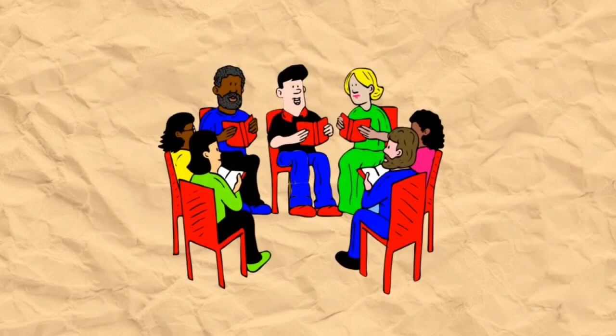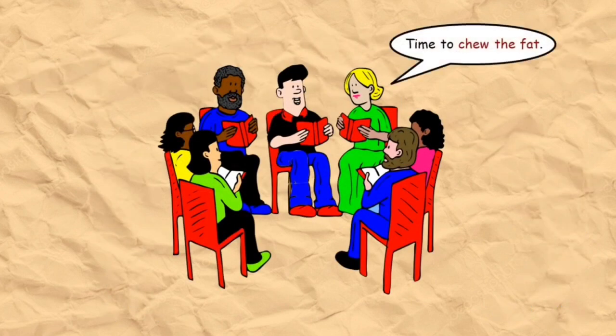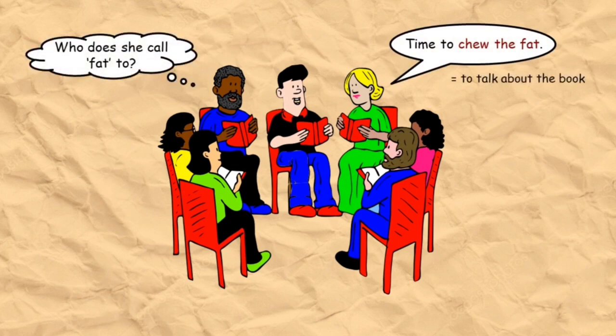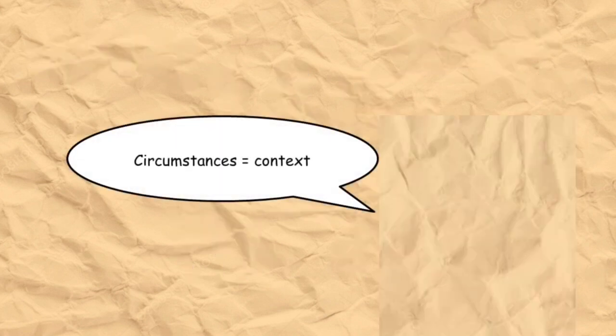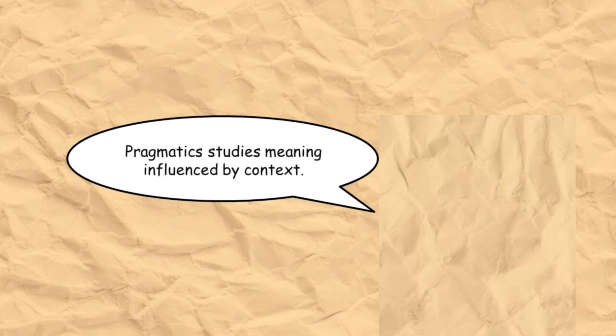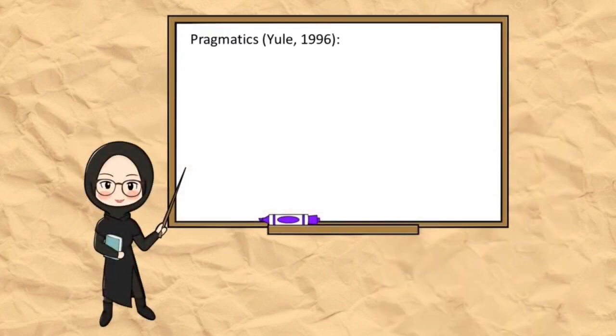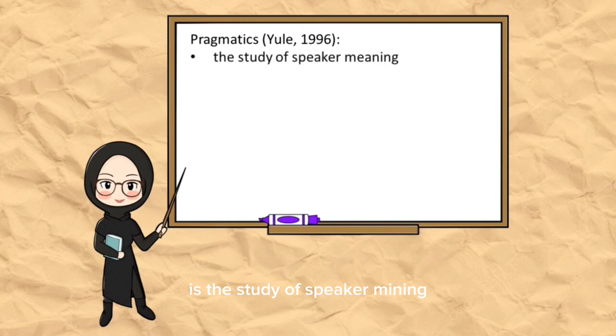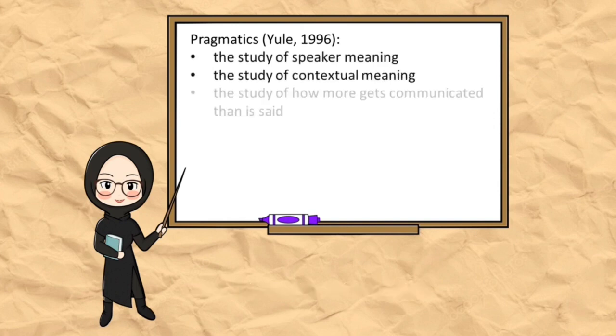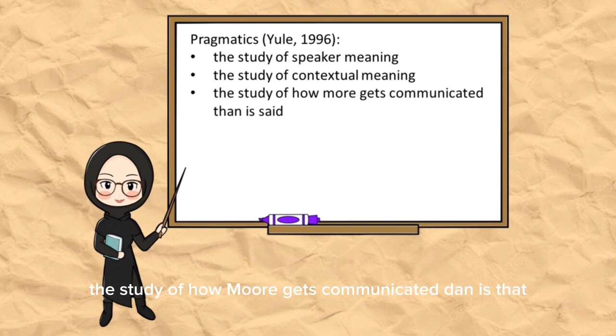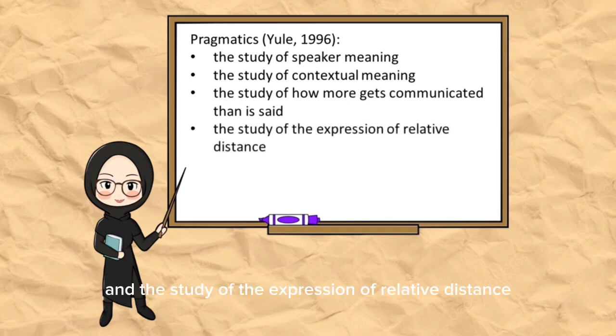In real-life interactions, we don't usually interpret what people say literally. We often look at the circumstances preceding and following the utterance. The circumstances are called context. Pragmatics talks about meaning in interactions influenced greatly by context. Pragmatics, according to Yule, is the study of speaker meaning, the study of contextual meaning, the study of how more gets communicated than is said, and the study of the expression of relative distance.